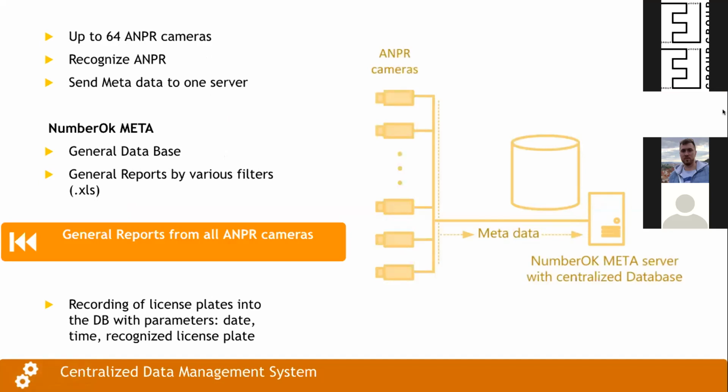You can connect up to 64 ANPR cameras, which recognize license plates by themselves directly, and these ANPR cameras can send metadata to one server where you have NumberOK META. Due to it, in NumberOK META, you will get a general database for all ANPR cameras. And also, you can create general reports by different filters from NumberOK META.